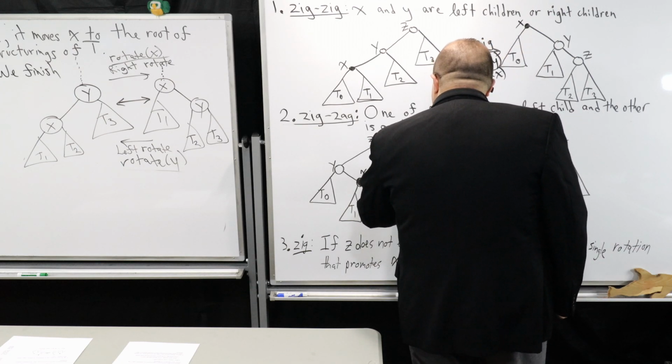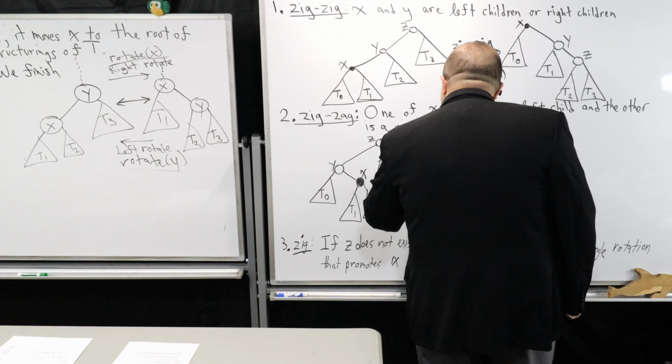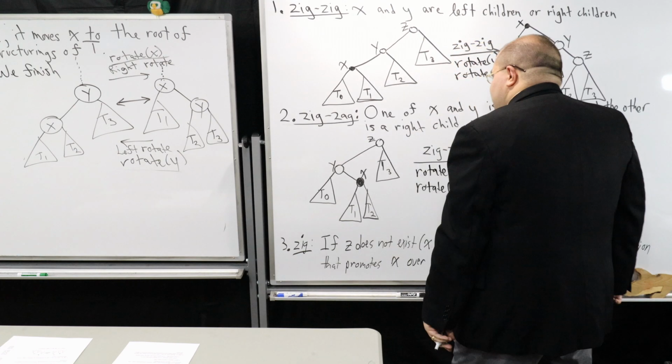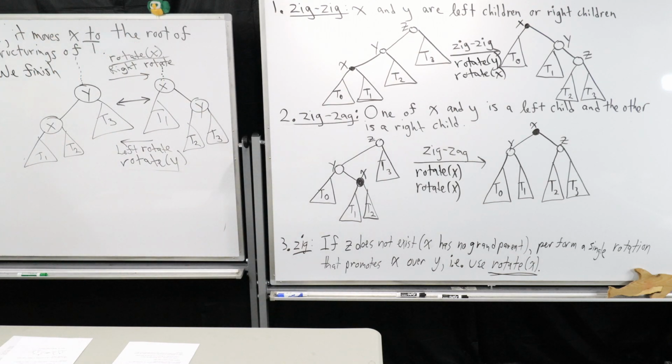This is the double rotation where all you do is apply rotate to X twice. That's all you have to do in the zigzag case. You just apply that double rotation. You do rotate X twice. That's it.